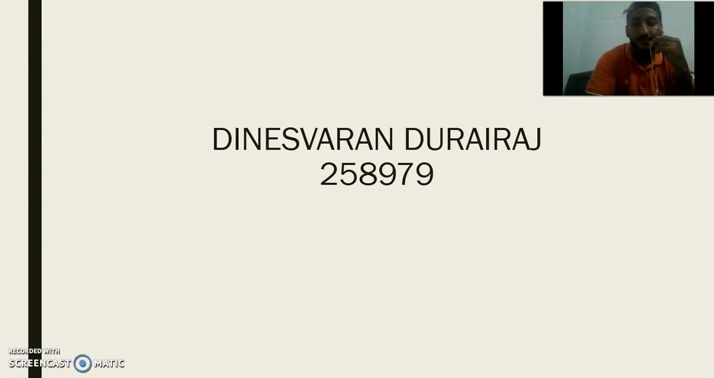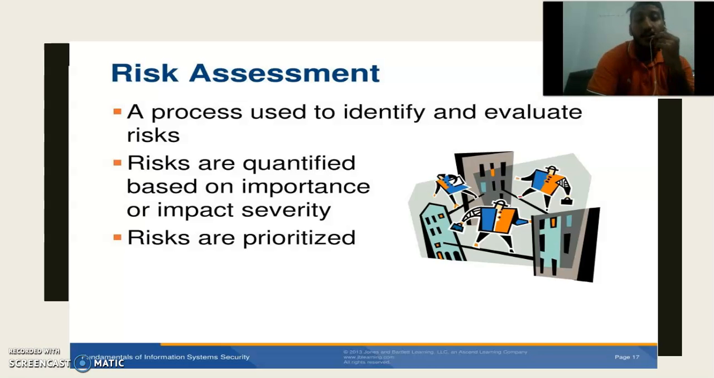Today I would like to present about risk assessment. What is risk assessment? Risk assessment is the process used to identify and evaluate risk. The risk is quantified based on the importance or impact severity, and the risks are prioritized.